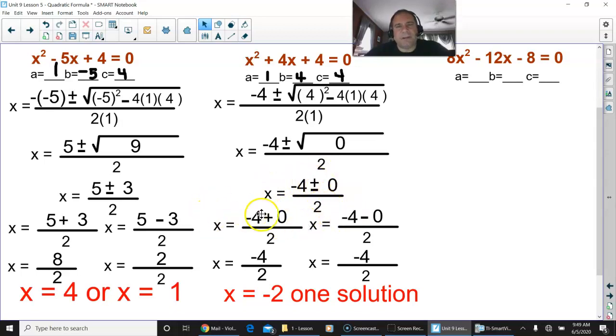And you get -4 plus or minus 0 over 2. Now, you see how I split it up like this? You really don't need to, but I just showed that this is going to come out to be one solution. But it's -4 plus 0 over 2 and -4 minus 0 over 2. It's the same answer. So that means there's one solution, -4 divided by 2 and -4 divided by 2. X equals -2, one solution.